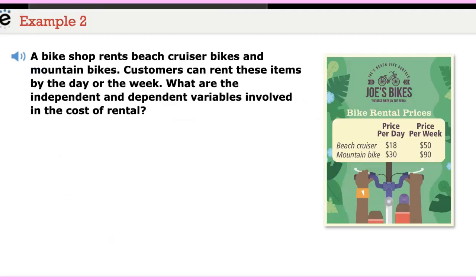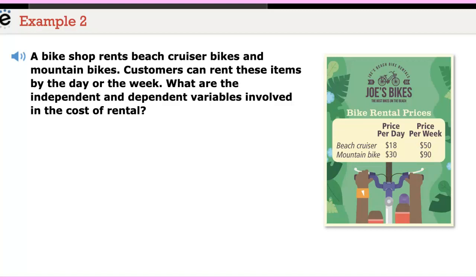Next example. A bike shop rents beach cruiser bikes and mountain bikes. Customers can rent these items by the day or the week. What are the independent variable and dependent variables involved in the cost of rental? If you look over here, the price per day is $18 for the beach cruisers, and per week it's $50. The mountain bike is $30 per day, and the price per week is $90. So let's think about it.